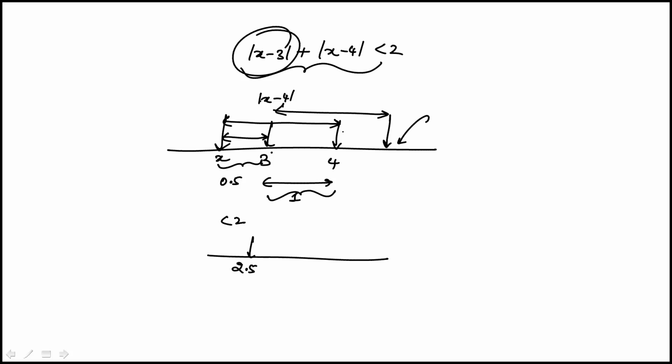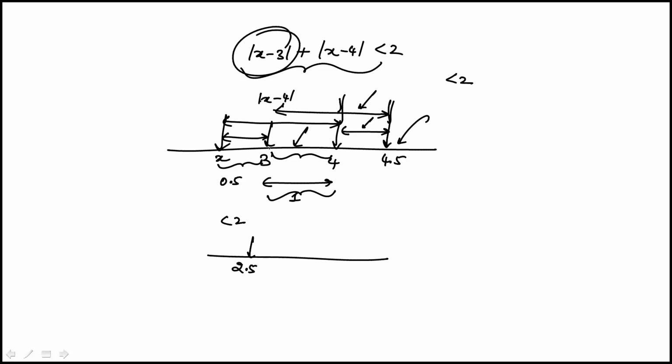If x happens to be on this side, then we have the same logic. Distance between x and 3 and distance between x and 4, that has to add up to a quantity less than 2. That distance is already 1, which means these two segments have to add up to less than 1, and they're equal, so half and half. So the most you can get to is 4.5.